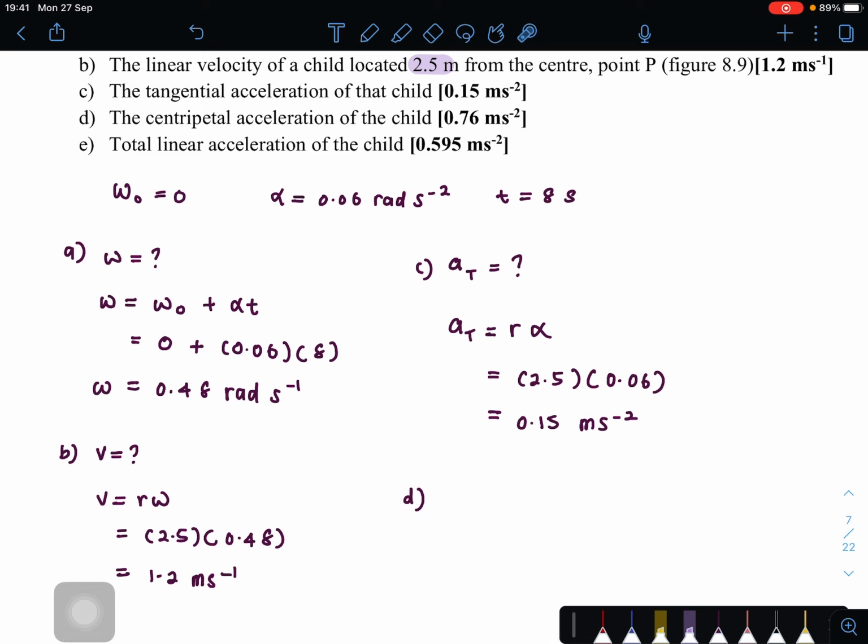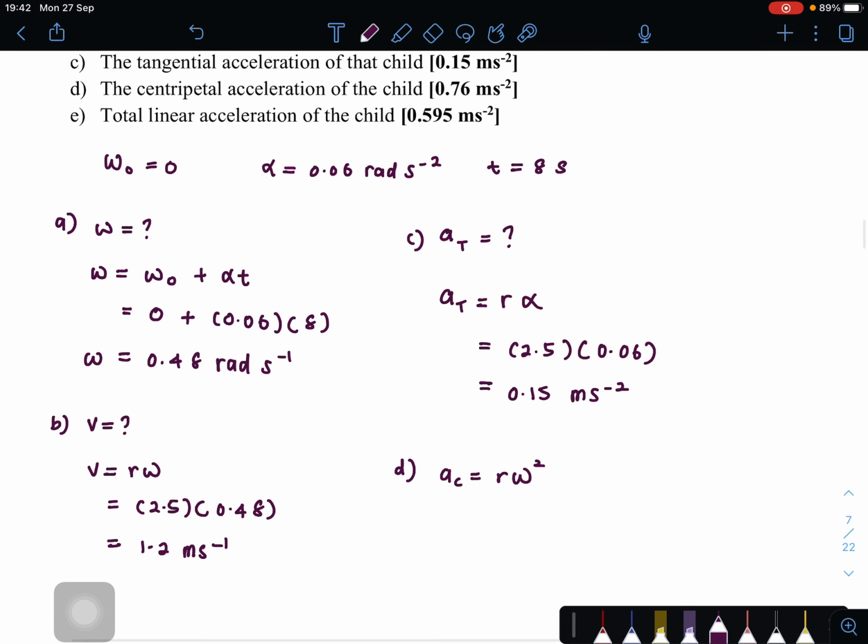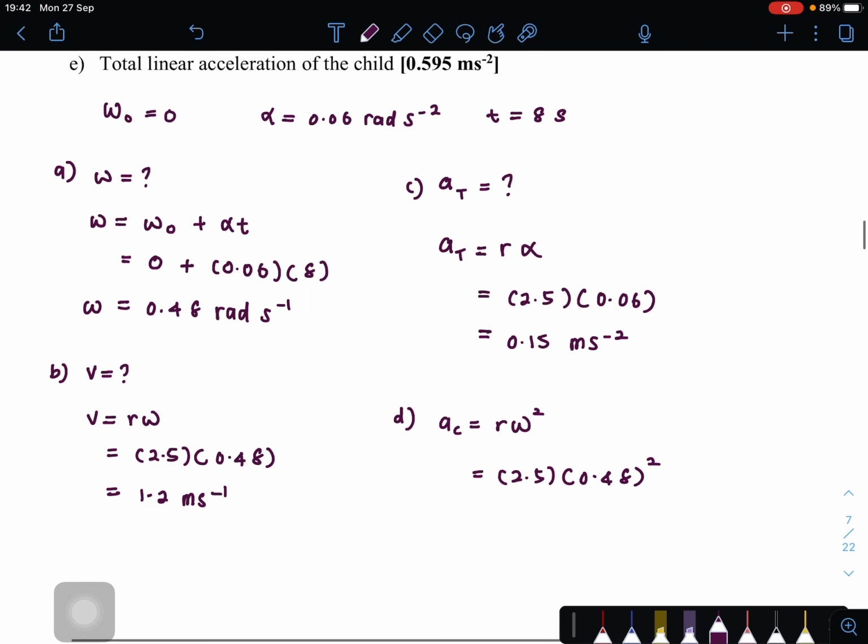And then next one, centripetal acceleration. So keluarkan formula untuk centripetal acceleration, R omega square, which is equal to, masukkan 2.5, omega is 0.48 square equal to 0.576 meter per second squared. Okay, so this one jawapan dia salah, this one. So this is the correct answer.